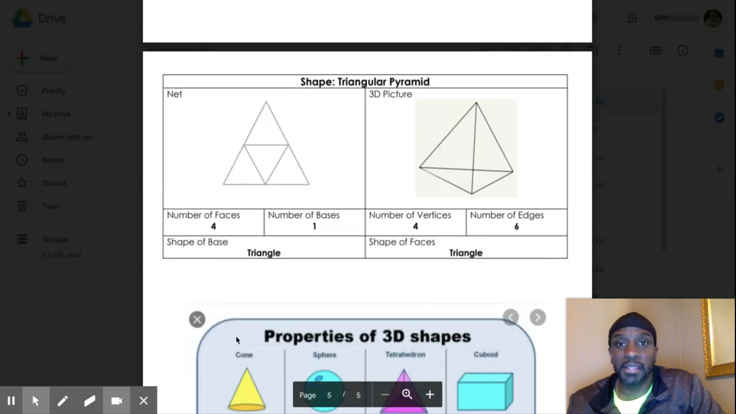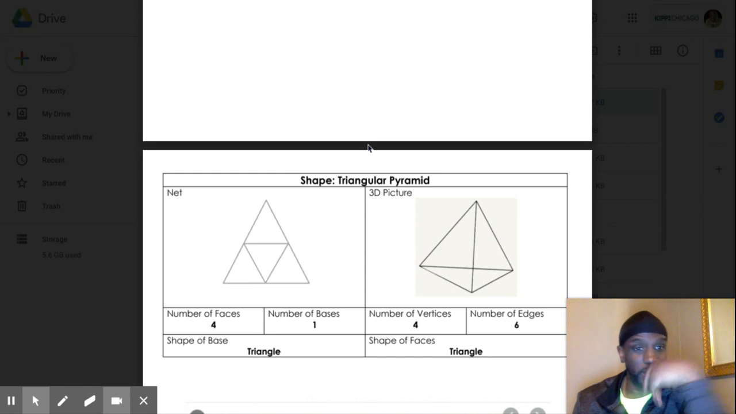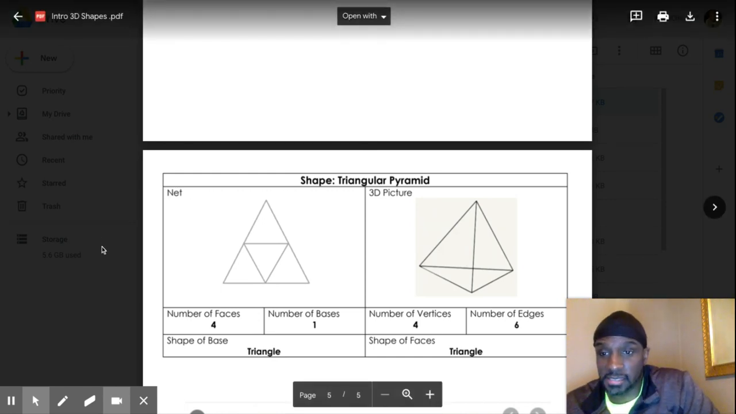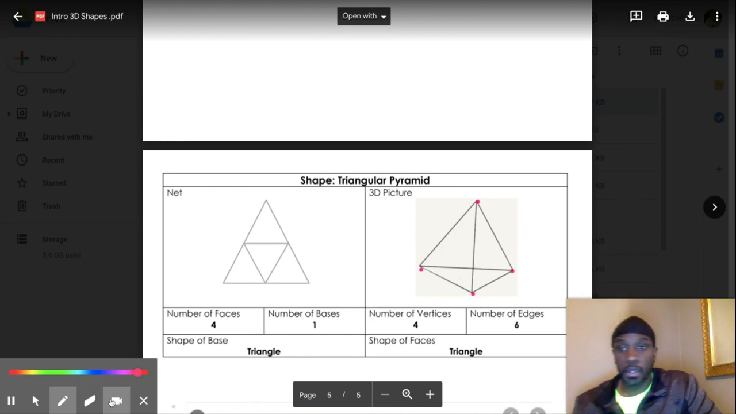Now, let's look at this. This is a triangular pyramid. Why is it a triangular pyramid? Because the base is the shape of a, you got it, triangle, okay? So the base, the bottom, has the shape of a triangle. Well, how many faces is it? Well, how many corners is it? 1, 2, 3, 4. 4 corners, okay?